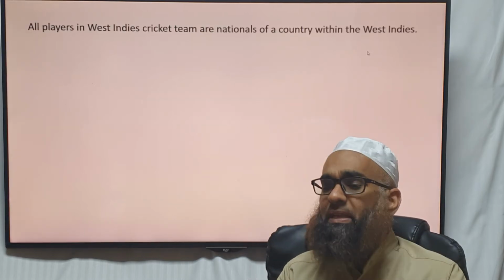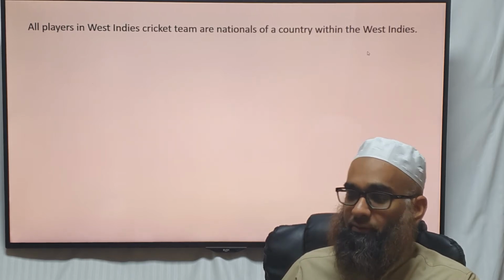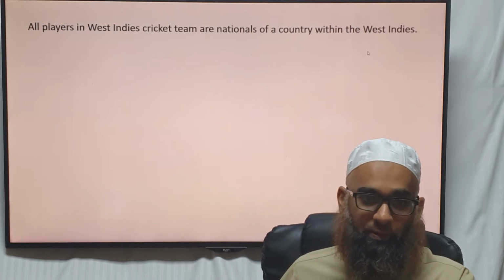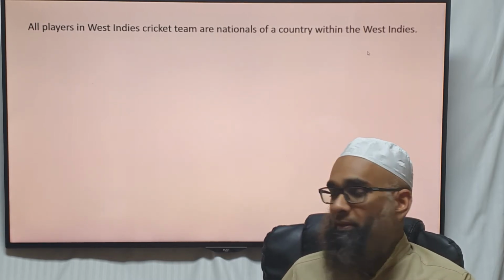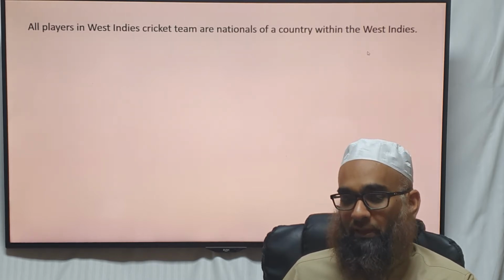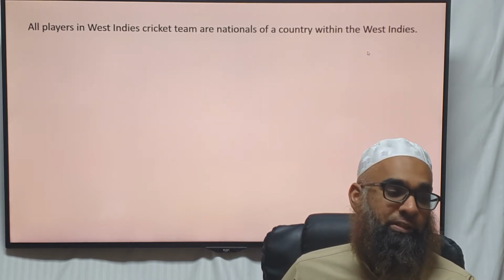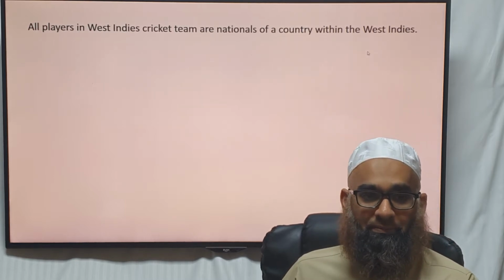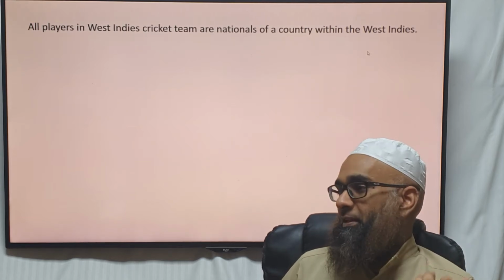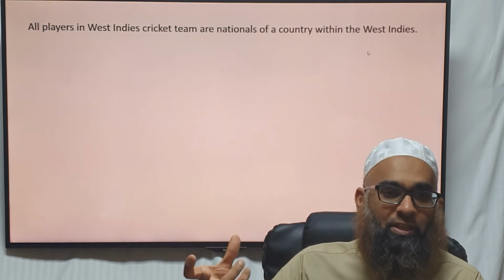So let me look at this one. All players in the West Indies cricket team are nationals of a country within the West Indies. Do you agree with the conclusion? How have we made this conclusion? Because they only pick people who are of citizenship of a group of countries. So is our conclusion deduction or induction? Deduction. Why is it deduction? Because to play for the West Indies, you have to be from there. By definition, a West Indian cricketer entails that he was a resident or national of one of these West Indian countries.